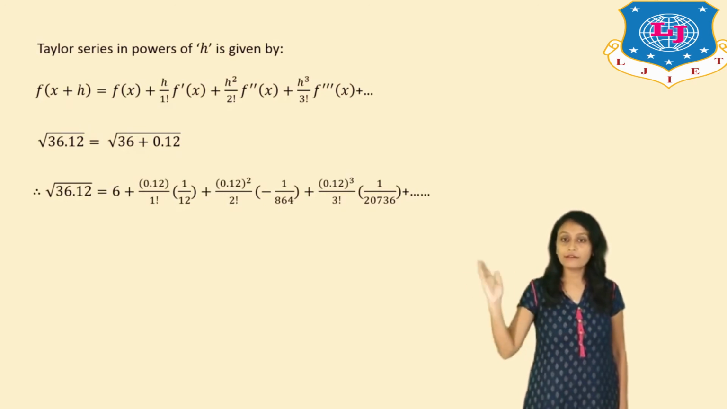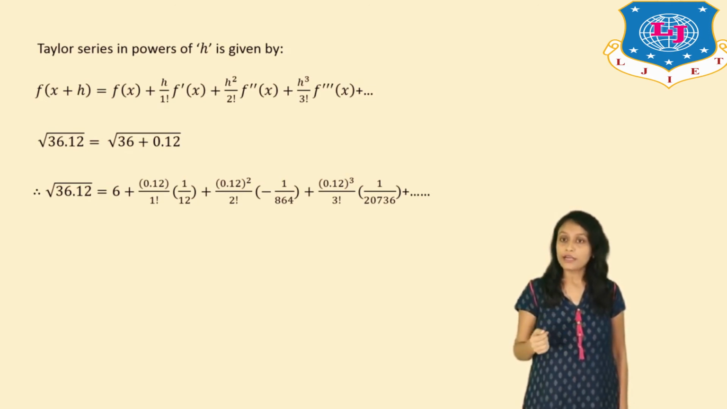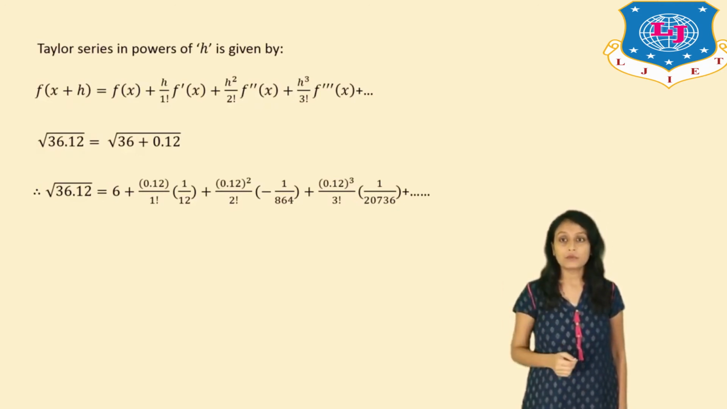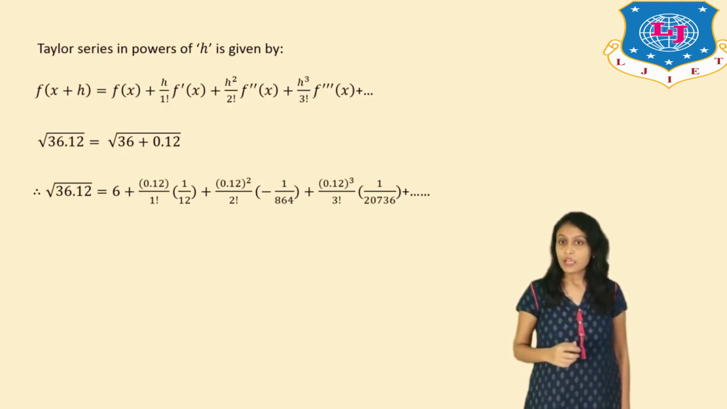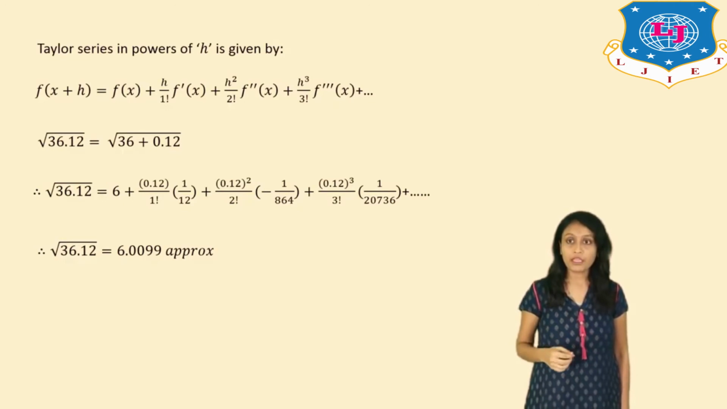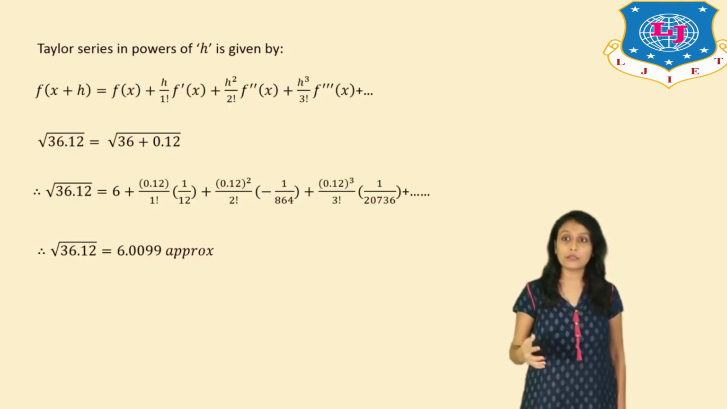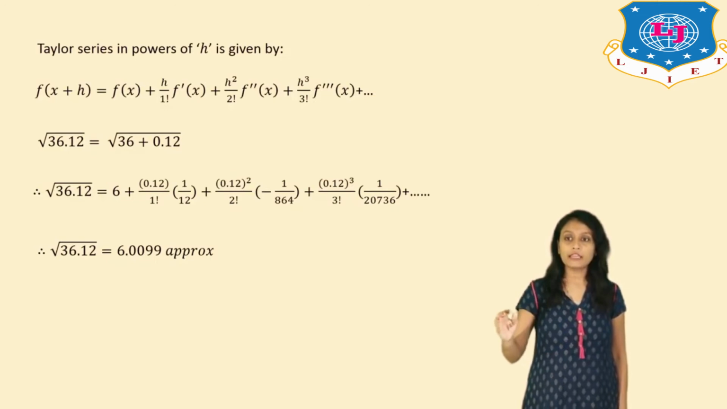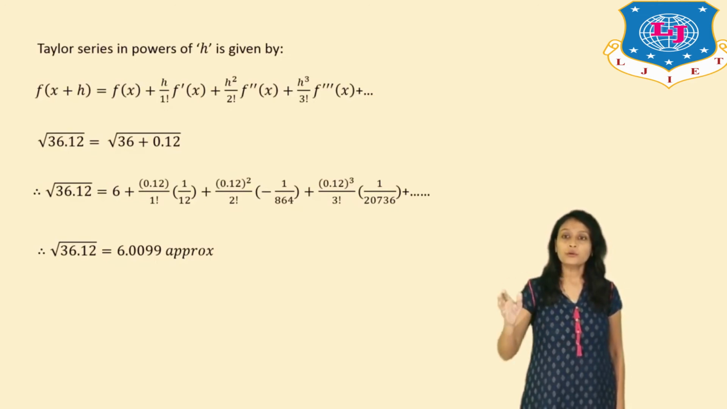So f of x we have seen in the previous one, right? So f of x is 6. Then h is 0.12, so just substitute the values. So 0.12 upon 1 factorial, f dash x is 1 upon 12, plus the next one, 0.12 whole square upon 2 factorial into the value of f double dash x, that is minus 1 upon 864, plus so on. Next we have to do a simple calculation in the calculator to get the answer, 6.0099, which is the approximate answer. Okay, if you want to verify this answer, you can verify it in the calculator by directly putting the value, that is under root of 36.12, and you will get this answer.